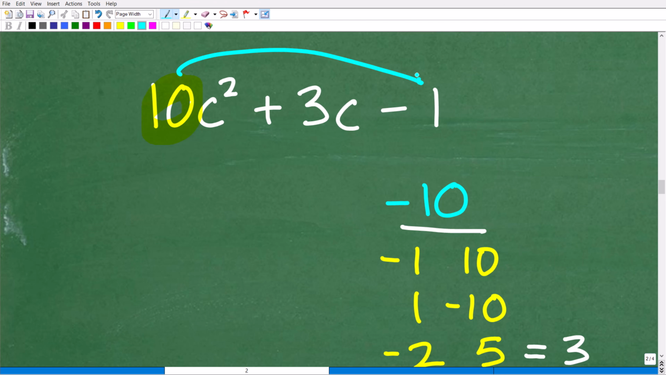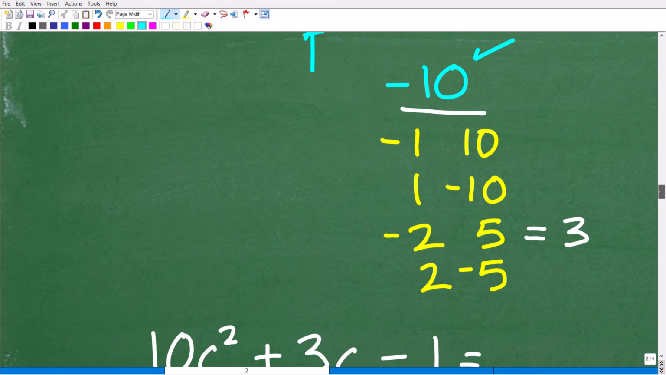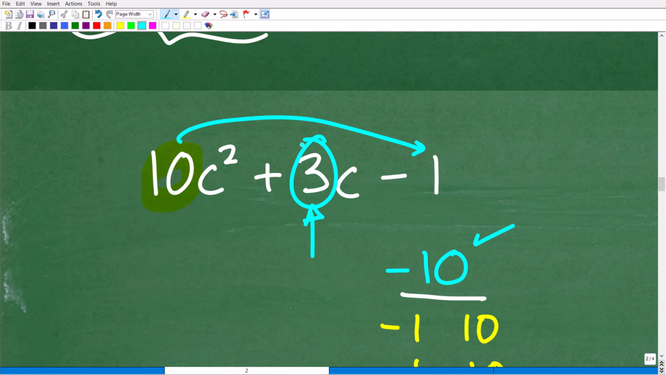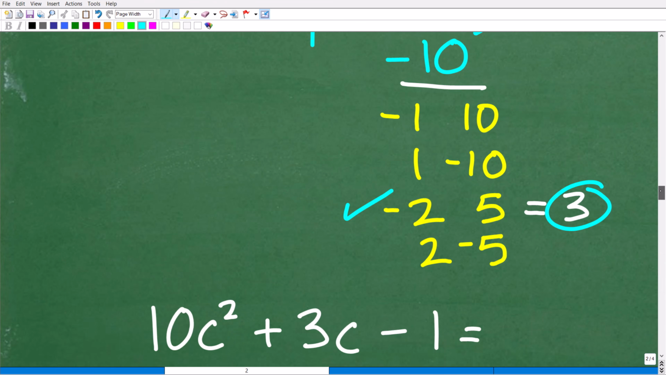So this is positive 10 times negative 1. That gives me a negative 10. So we're looking for factors of negative 10 that add up to 3. So here are the factors of negative 10. And this is pretty easy. You're like, oh, negative 2 times 5 is negative 10, and when you add these up, that's a positive 3. So these are the numbers I want to use. Okay, so negative 2 and 5, we're going to write our 3c in terms of negative 2 and 5.